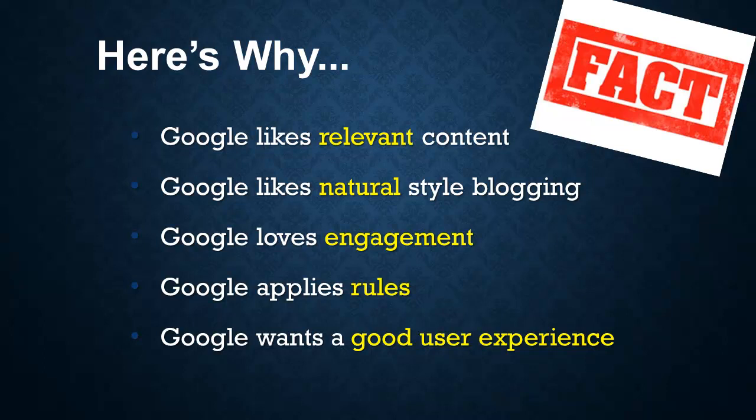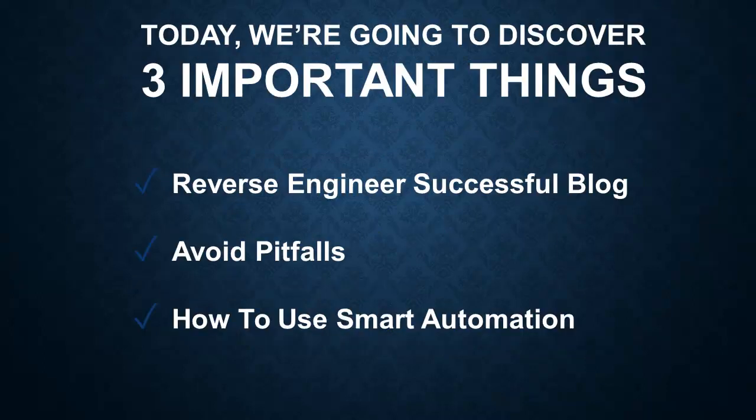People need to stay, they need to click around, they need to look at other articles, and that's why having relevant content is so important. So today we're going to talk about three things mostly. First, we're going to reverse engineer a very, very successful blog in the real estate niche. If you're not in the real estate niche, you can apply it to whatever niche you're in. We're going to talk about some pitfalls that you can avoid as well, and ways that you can do things right, and then how to use some smart automation to make your life just a little bit easier, or maybe even a lot easier.